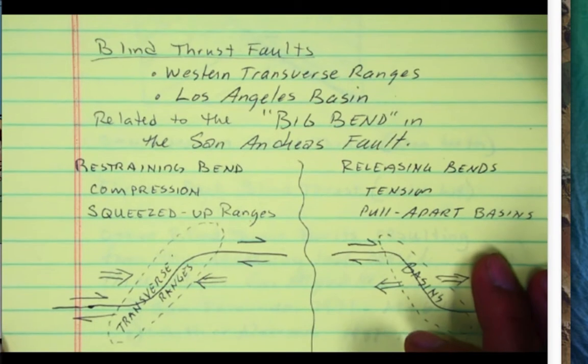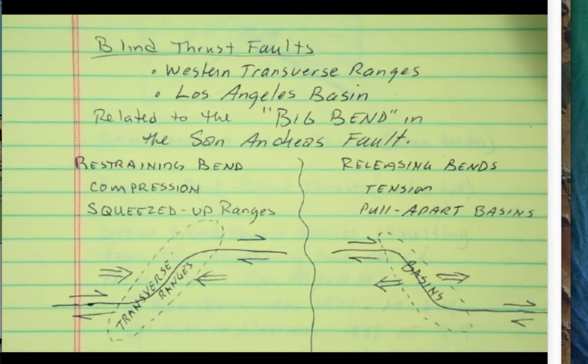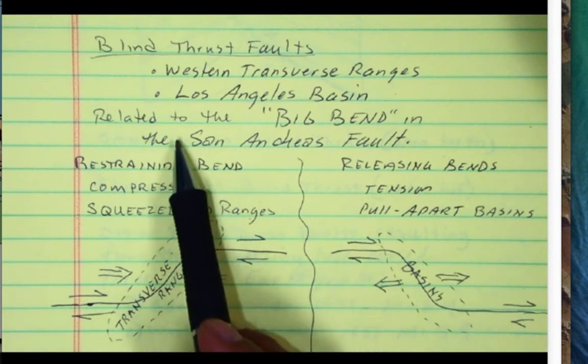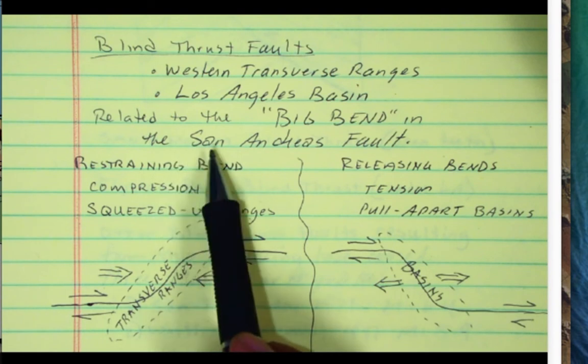Now there's a special type of fault in the transverse ranges called a blind thrust, and it occurs under the LA basin as well. And these blind thrust faults are unusual in that they don't necessarily reach the surface. And we'll talk more about those in a moment, these blind thrust faults. But they're related to that big bend in the San Andreas fault.